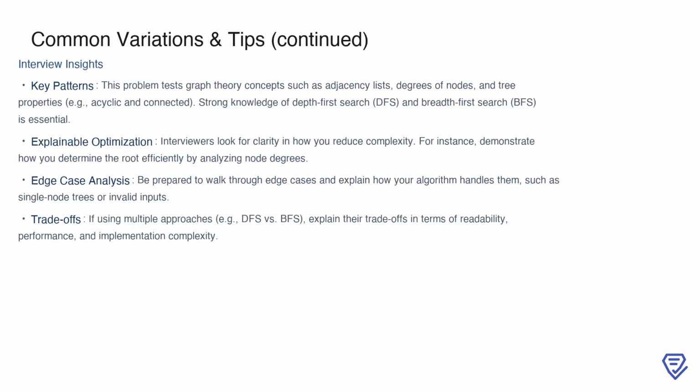This problem is a favorite in interviews because it tests key graph theory concepts. You'll need to demonstrate a solid understanding of adjacency lists, node degrees, and tree properties like being acyclic and connected. Strong foundational skills in DFS and BFS are essential here, as these traversal methods are commonly used to validate and explore the graph structure. Interviewers also value explainable optimization. Be prepared to articulate how you reduce complexity in your solution, such as efficiently determining the root node by analyzing the degrees of the nodes.